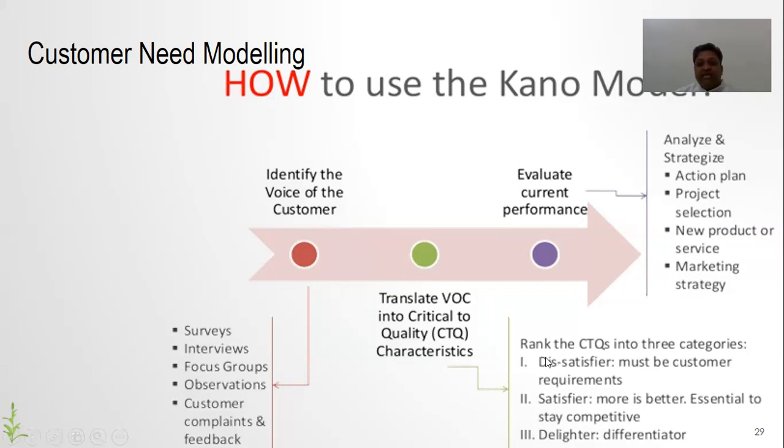So you have to segregate and rank the CTQs into 3 categories. Dissatisfier: must-be customer requirements. Satisfier: more is better, essential to stay competitive. And delighter is a differentiator. Then evaluate current performance, analyze and strategize. Action plan: project selection, new product or service, or marketing strategy.